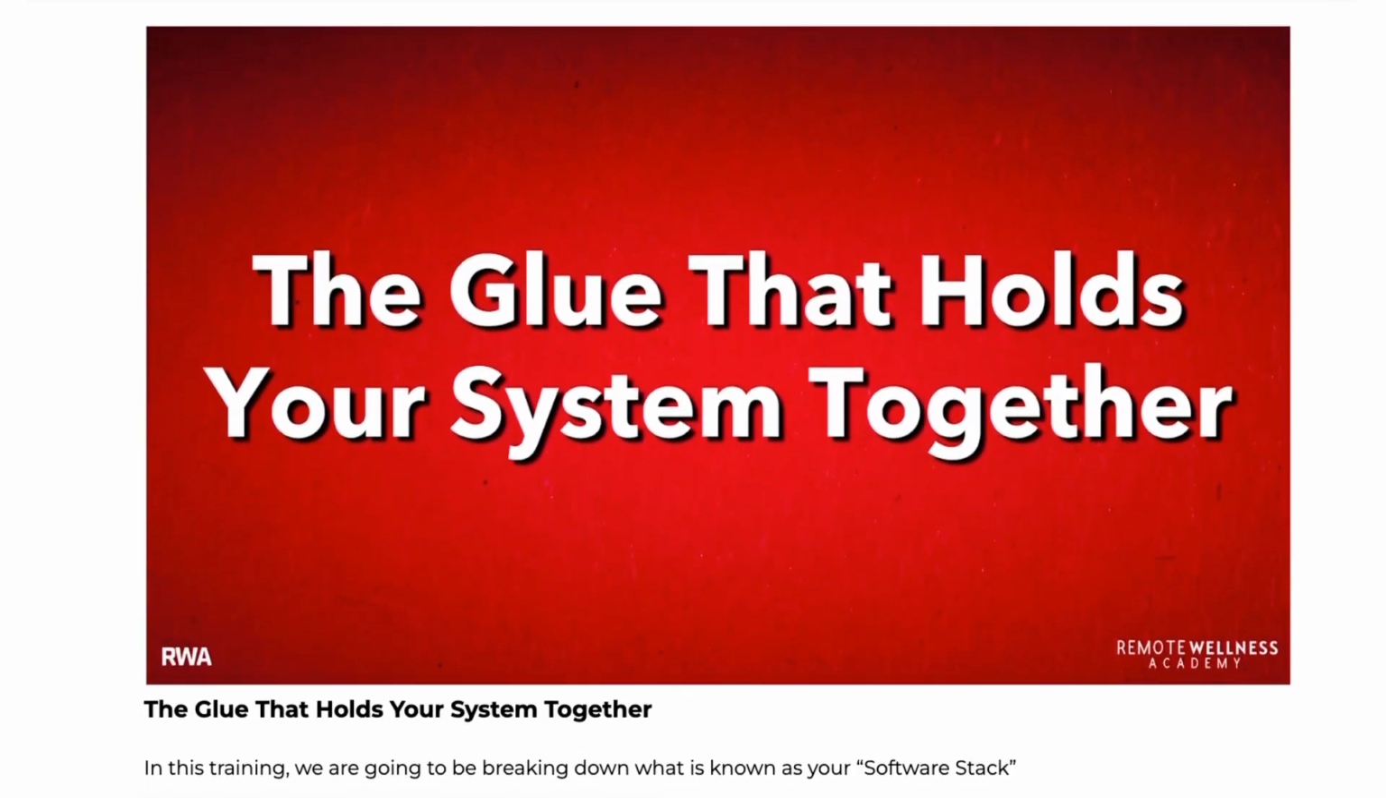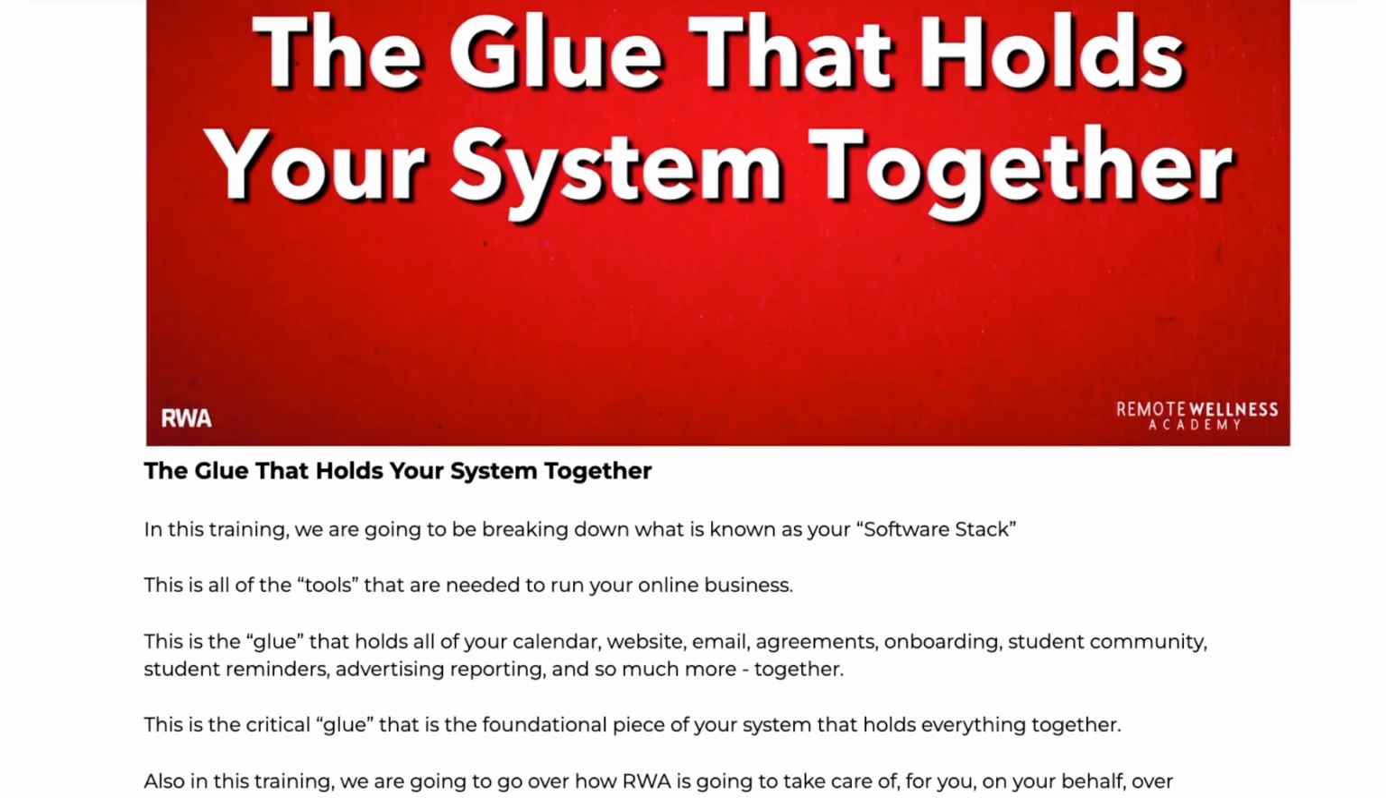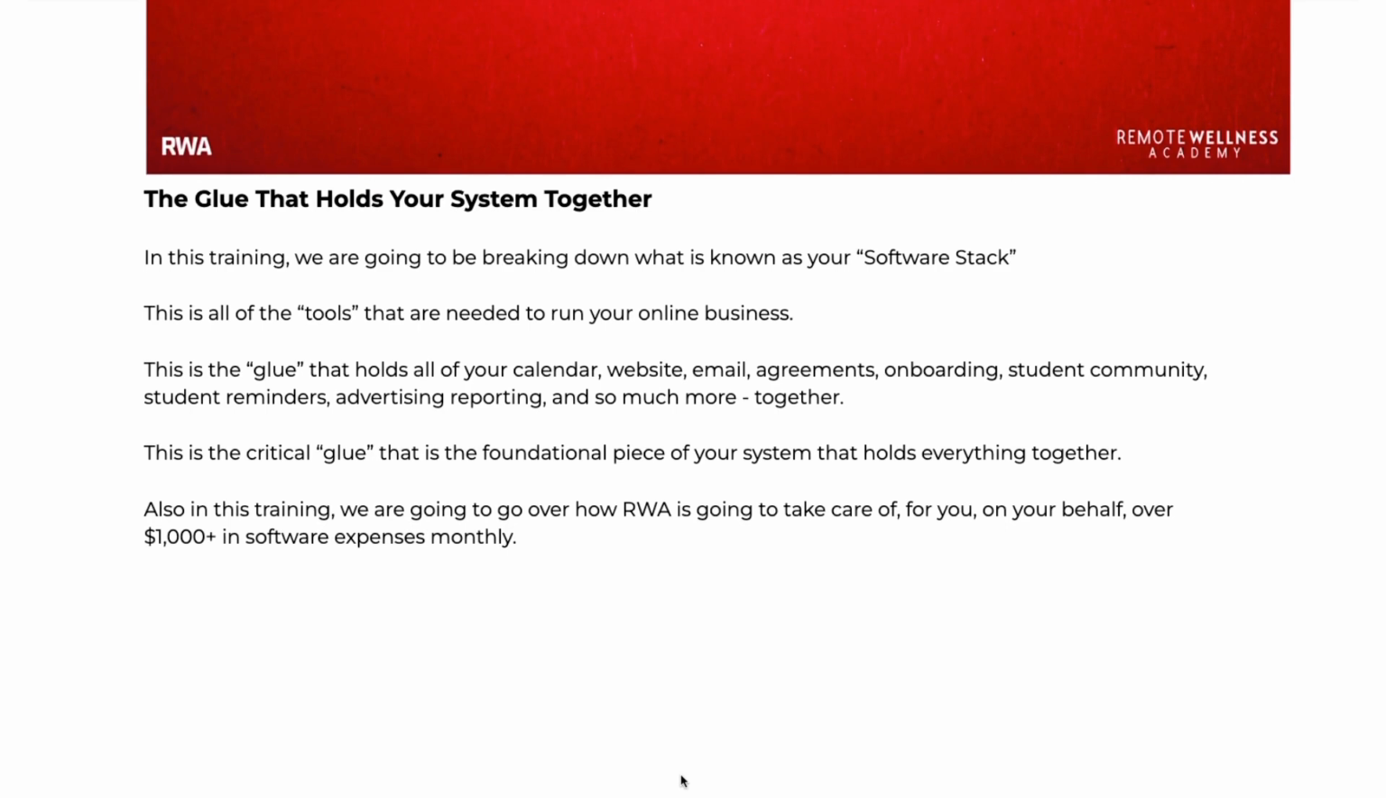All right. Now, the very first thing that we want to talk about is what exactly is the glue that holds your system together. Inside of this training, we're going to be breaking down what is known as your software stack. That means all of the tools that are needed in order to run your online business, right? This is the glue that holds together your calendar, your website, your email, your agreements, your onboarding, your student community, your student reminders, your advertising reporting, and so much more. This is the critical glue that is the foundational piece of your system and holds everything together.